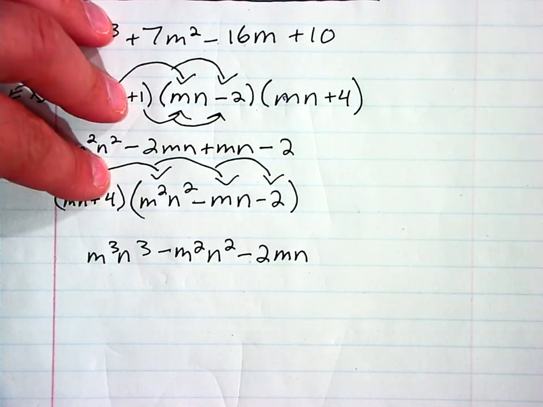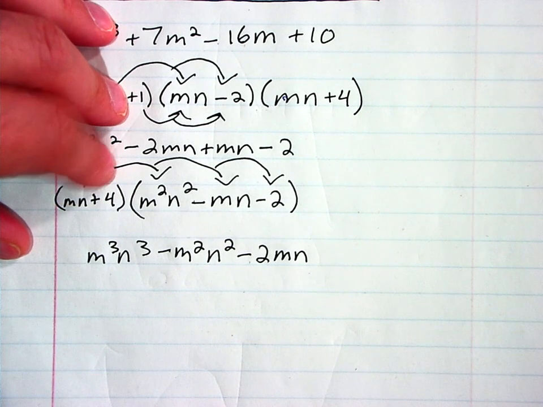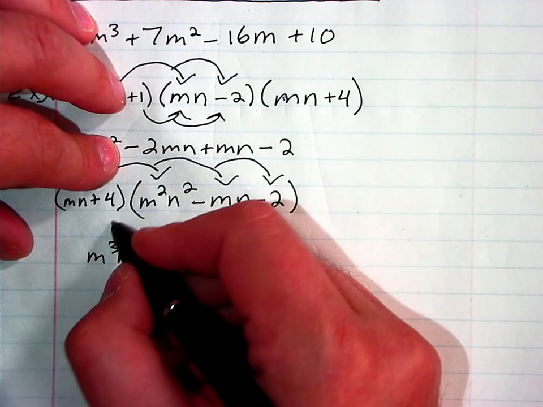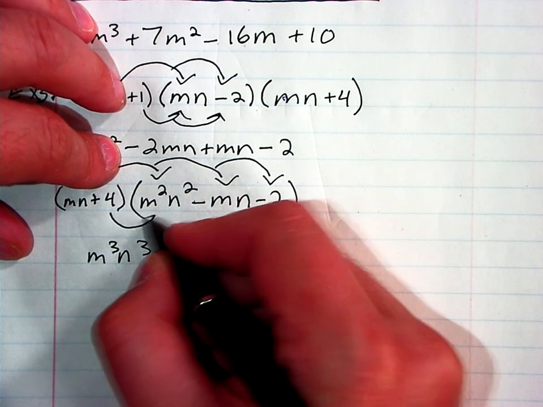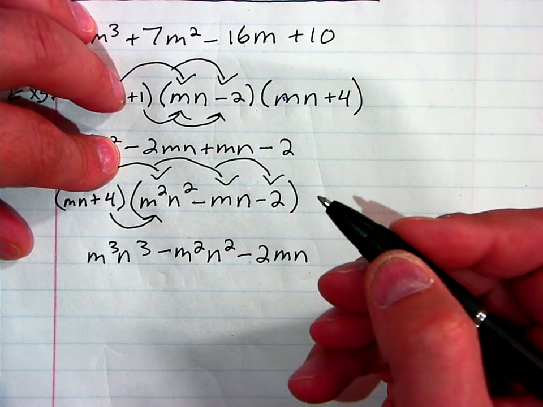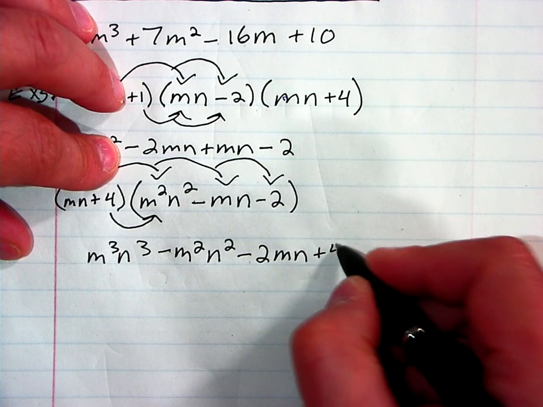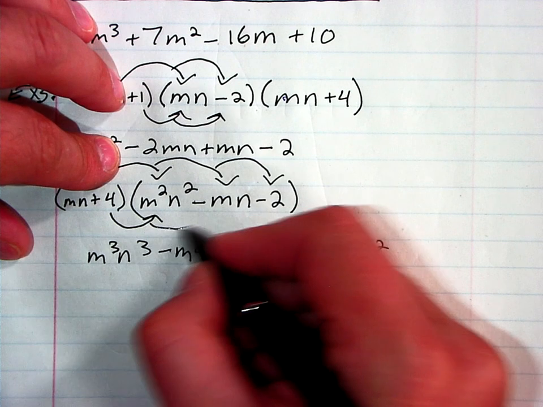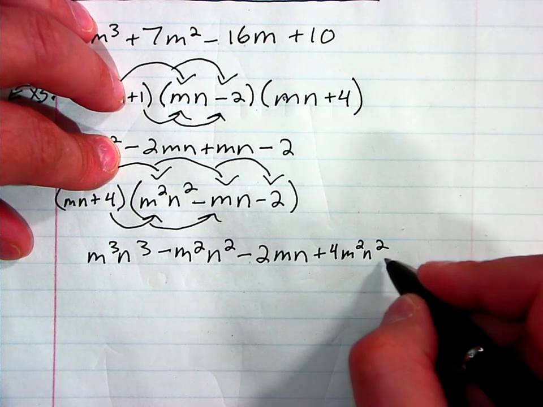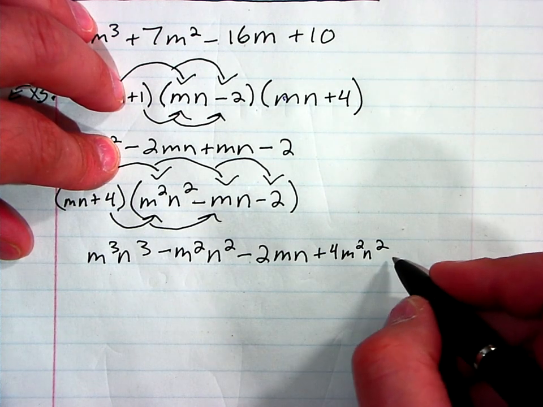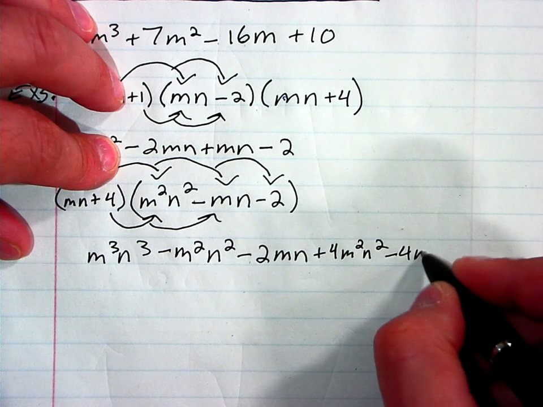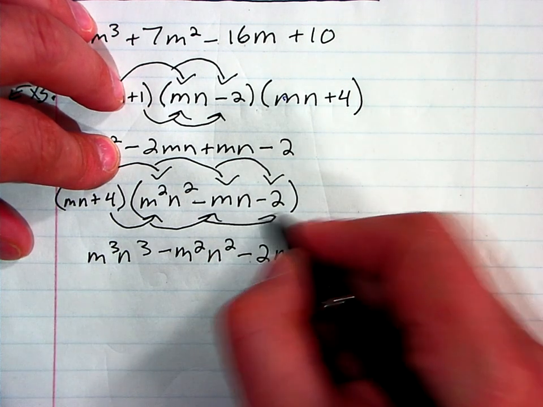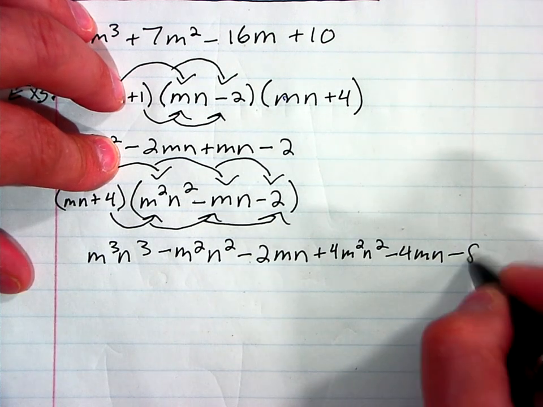So now we go on to the 4. And once again, you can either line up your exponents or you can put it at the end. It really doesn't matter. I'm giving you options. 4 times m squared n squared is plus 4m squared n squared. 4 times negative mn is negative 4mn. 4 times negative 2 is negative 8.